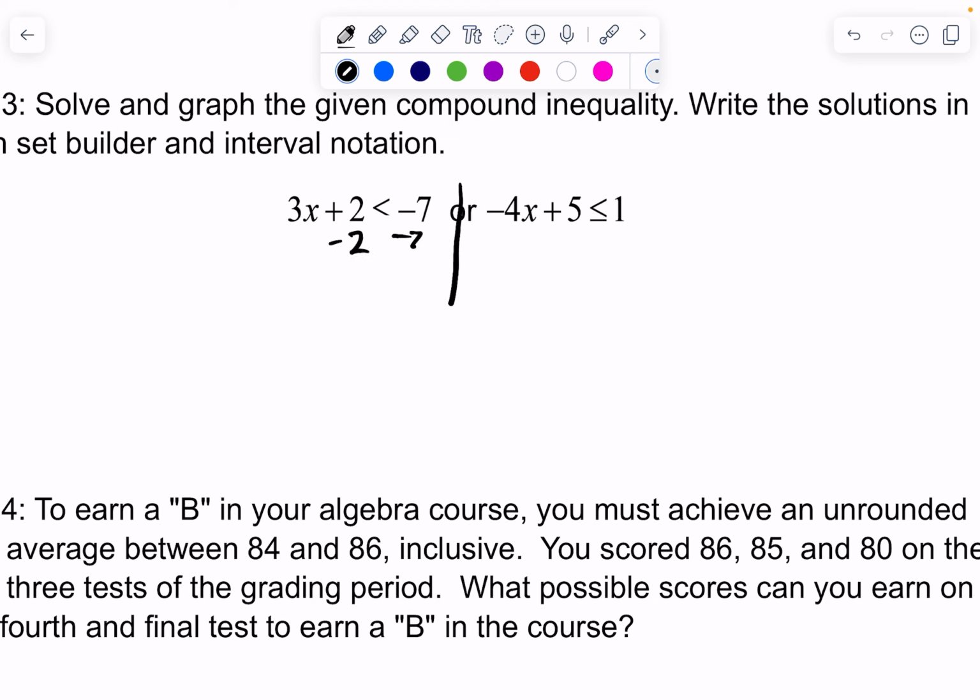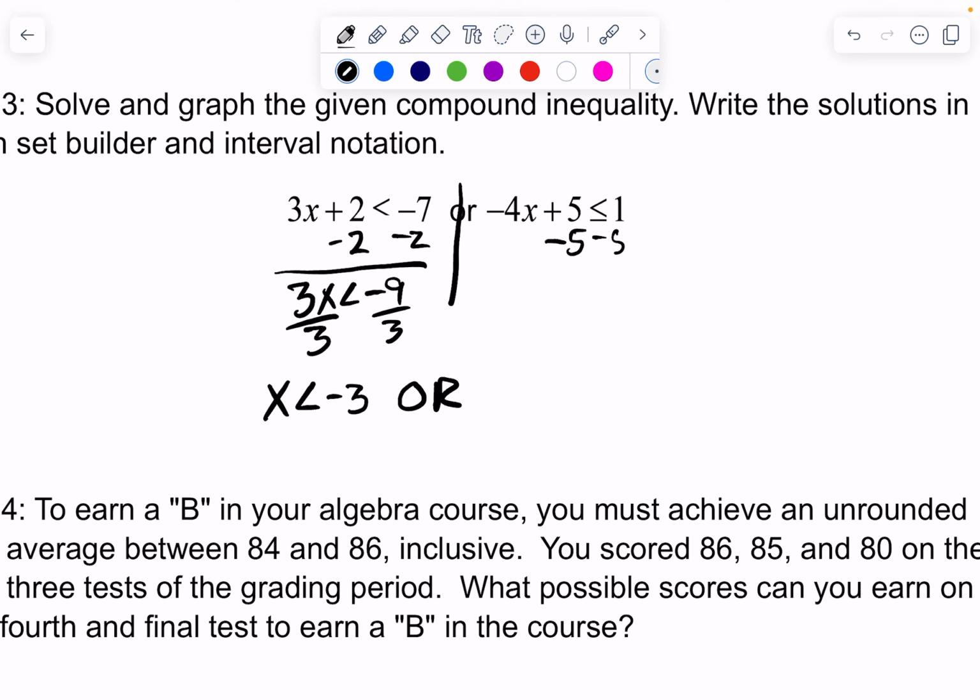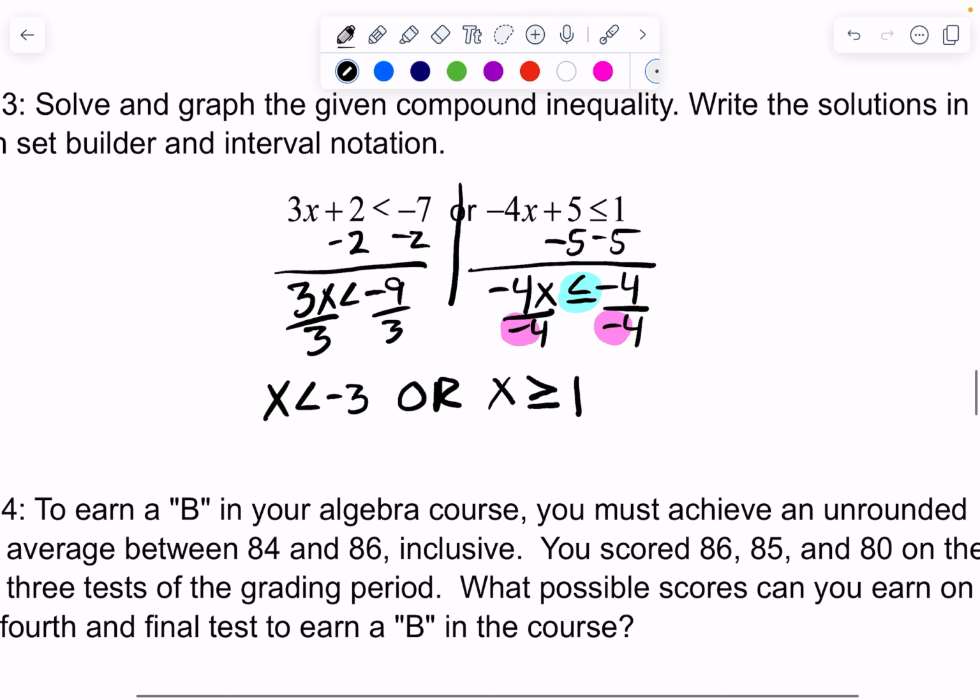So we're going to subtract 2 from both sides. We've got 3x is less than -9. Divide by 3. So we've got that x is less than -3. Or, on the other side, we're going to subtract 5 from both sides. -4x is less than or equal to -4. We're dividing by a -4, so please remember that whenever you divide by a negative, you've got to flip the inequality. So this becomes now x is greater than or equal to 1. And you've just solved for your set builder.